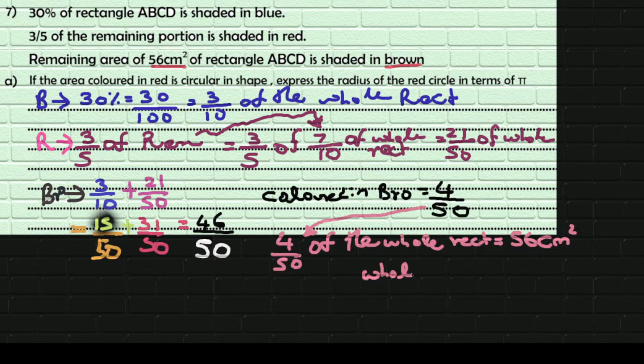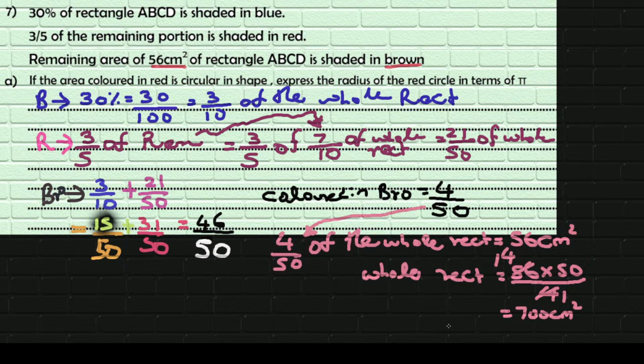How to find the whole rectangle? 56. Division 50 goes to the other side, multiplication 50. And multiplication 4 goes to the other side, division 4. So we can cancel. 4 has one 4, 56 has 14 fours. So 14 times 50. What is 14 times 50? That is 700 square centimeters. So the entire rectangle, the whole rectangle, is 700 square centimeters.